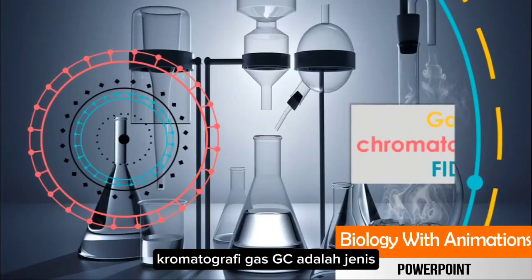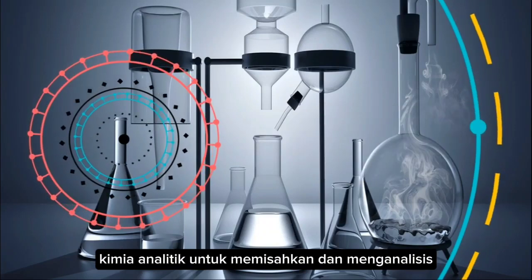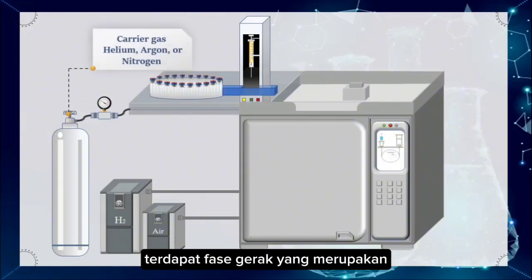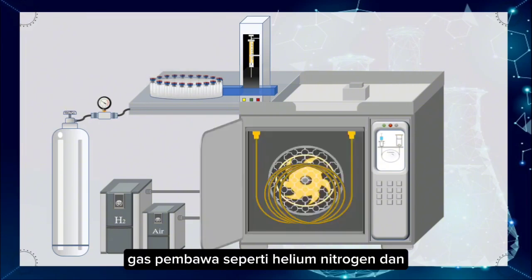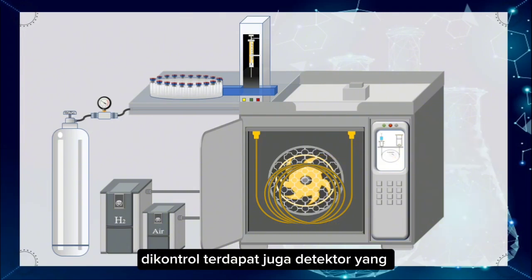Gas chromatography (GC) is a common type of chromatography used in analytical chemistry for separating and analyzing compounds that can be vaporized without decomposition. In gas chromatography, there is a mobile phase, which is a carrier gas such as helium, nitrogen, and argon. And there is a stationary phase, called a column, which is located in an oven where the temperature of the gas can be controlled.